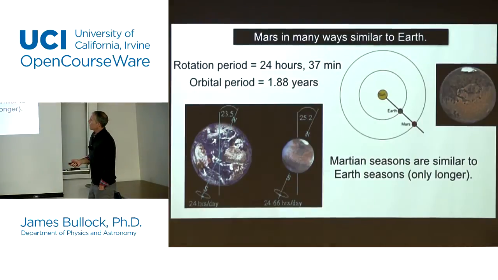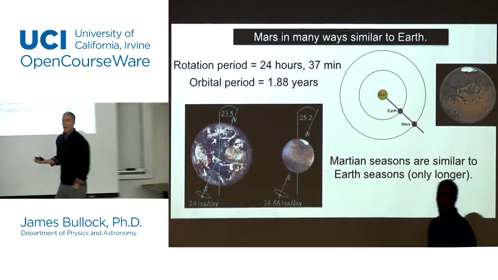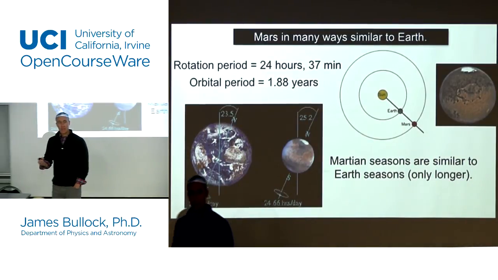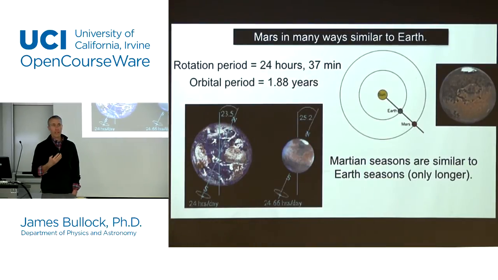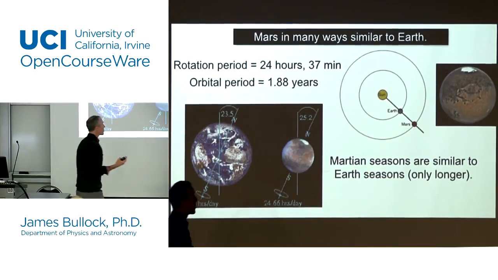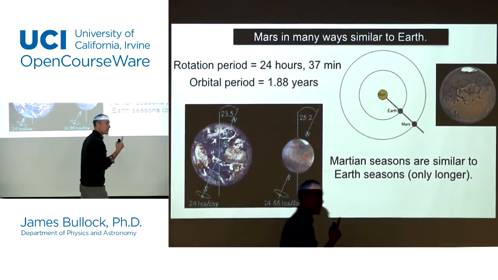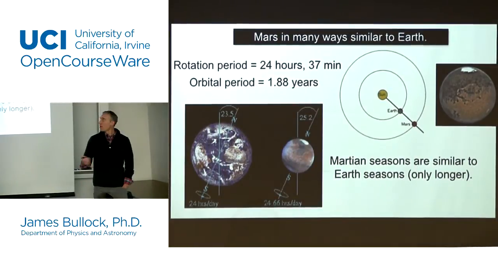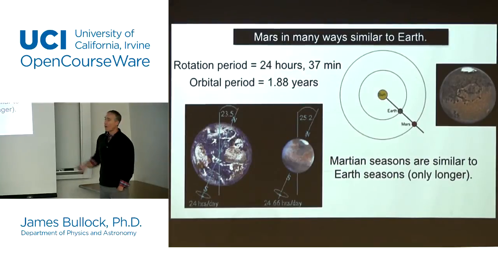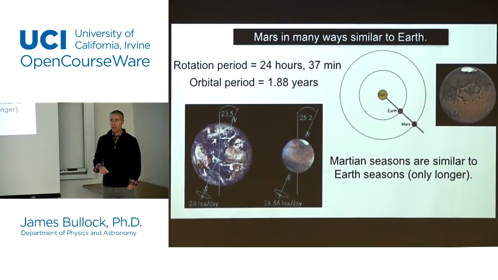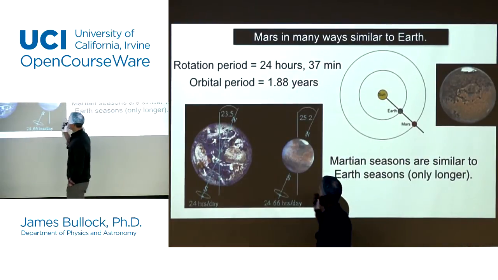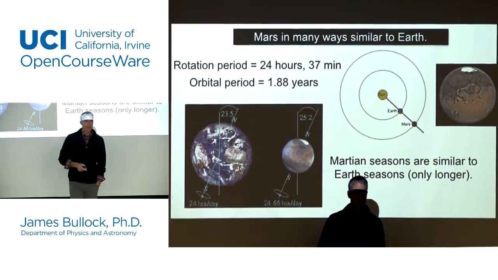Oops. But otherwise, it turns out, Mars is actually pretty similar to Earth. So besides being a little bit smaller, it's got a lot of things going on that are very similar to the Earth. For example, it spins on its axis once every about 25 hours, or 24 hours and 40 minutes, to be precise. So a Martian day is almost exactly the same length as an Earth day. It's just about 40 minutes longer.